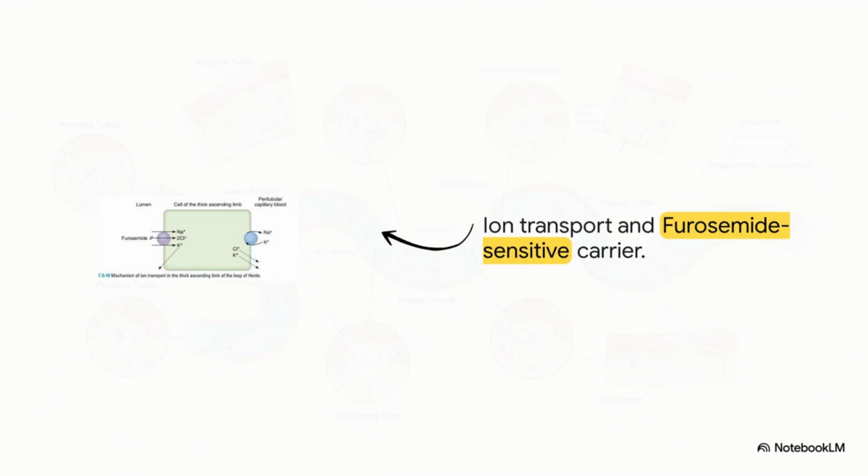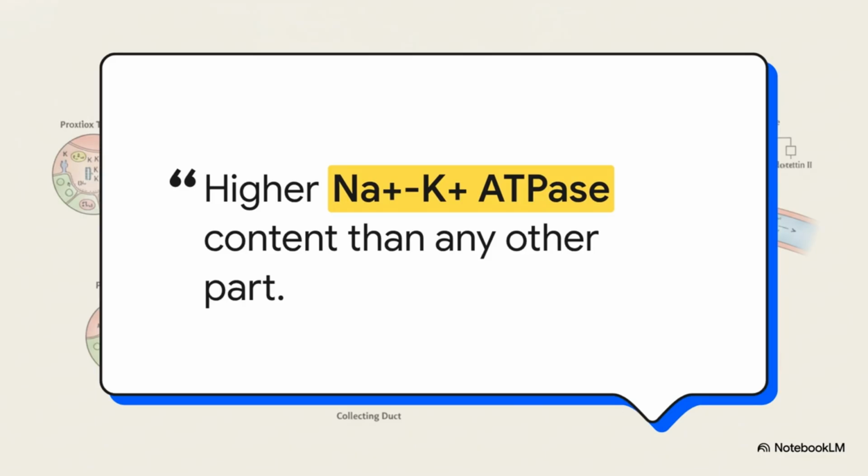Because this specific carrier is exactly what loop diuretics like furosemide block. If you hit this transporter with furosemide, those ions get trapped in the lumen. The medulla can't build its hypertonic gradient, and as a result, the body is forced to excrete massive amounts of water. Now, just like in the proximal tubule, none of that fancy luminal transport works without the basolateral sodium-potassium ATPase pump on the other side.